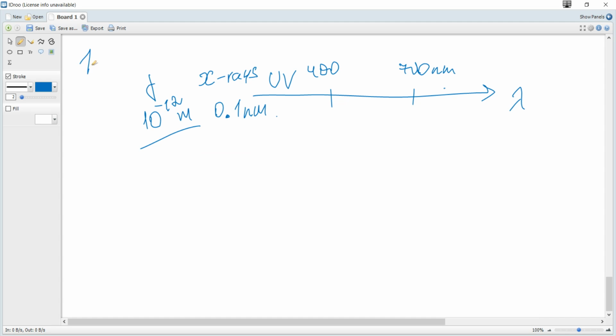So the correct answer is B, it's 500 nanometers for visible light.